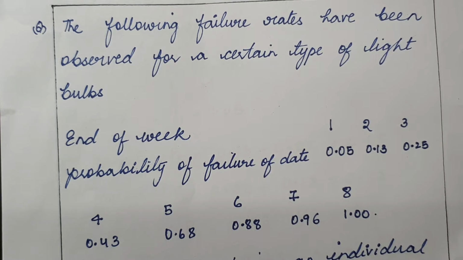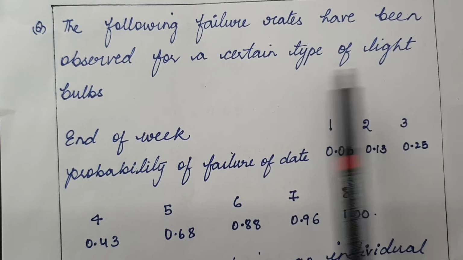as group replacement. In group replacement, the problem is somewhat lengthy, so that's why I wrote the whole problem. Then I'll try to explain it, because if I write while explaining, it will consume more time. So first I wrote all the problems and the answers, then after that I am explaining. So here the question will be given somewhat like this: the following failure rates have been observed for a certain type of light bulb.